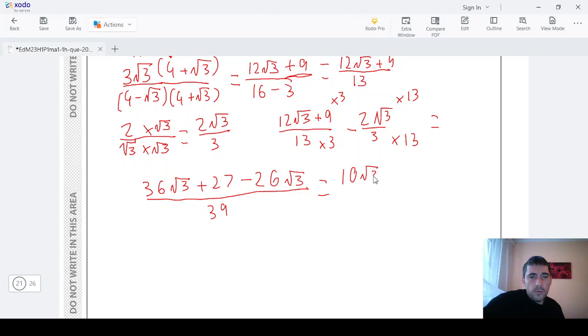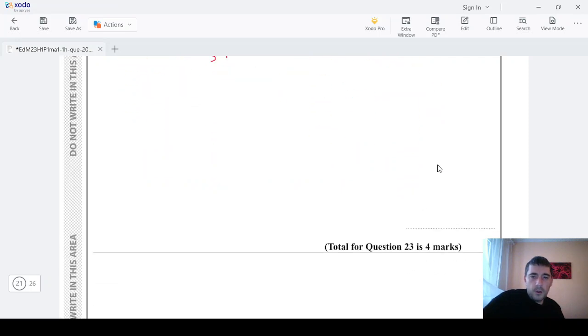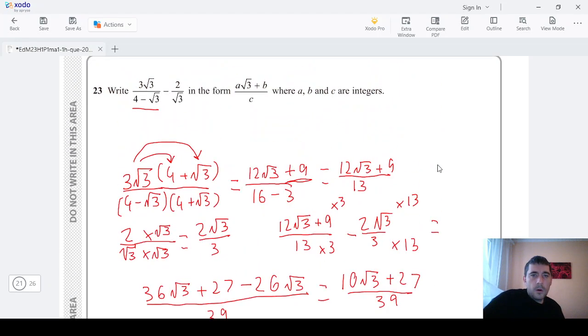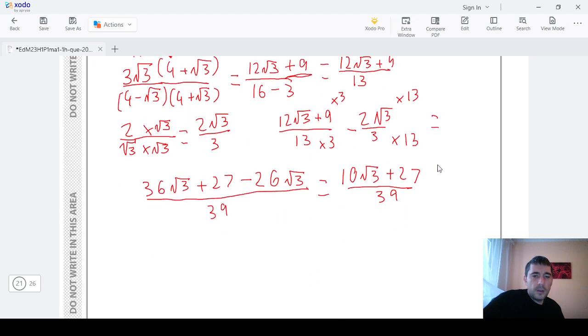roots of 3, still got plus 27 over 39, and that would bring you whooping 4 marks just for doing that. So let's check. We've got A equals 10, B 27, C 39.